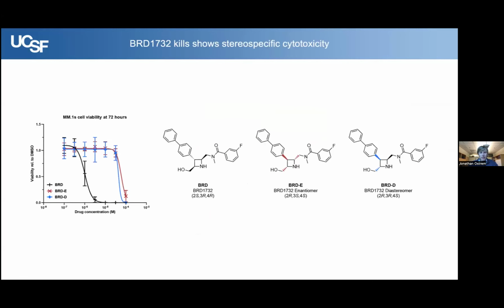And that got me interested in this set of molecules, exemplified by the molecule in black here, BRD 1732, that was found from a phenotypic screen. The reason my interest initially started was that it's highly stereospecific in its cytotoxicity. It has 3 stereocenters, and if you change any one of those stereocenters, the compound becomes dramatically less cytotoxic, shifting the IC50 almost 100-fold. Shown here in the multiple myeloma cell line, MM1S, you can see in blue and red, the enantiomer and diastereomer are dramatically less cytotoxic, or the IC50 shifts.